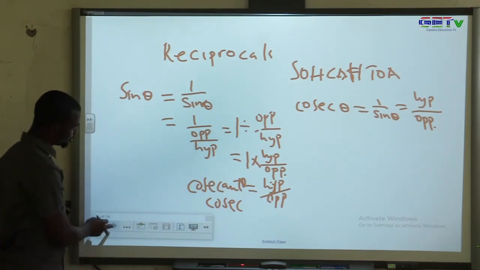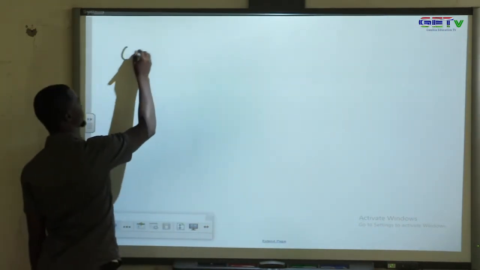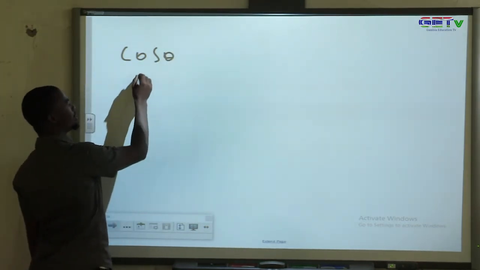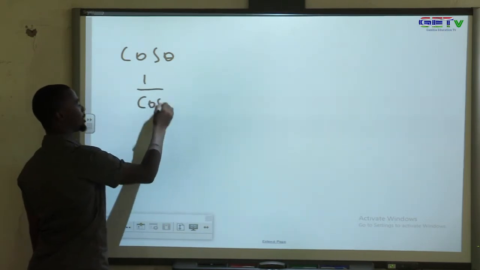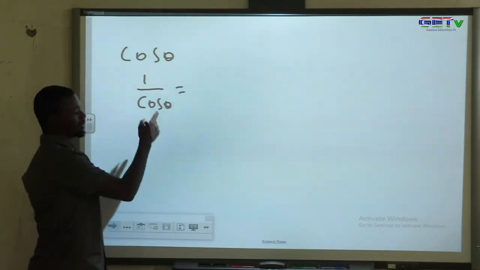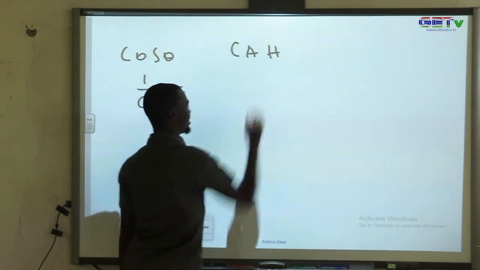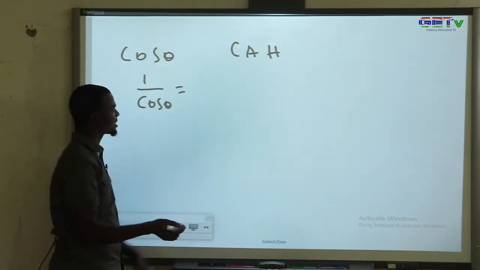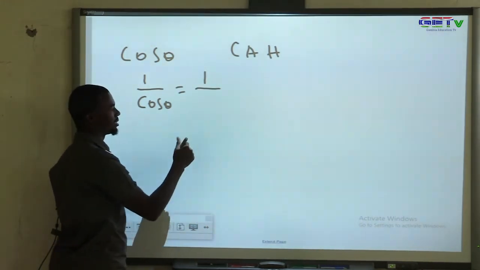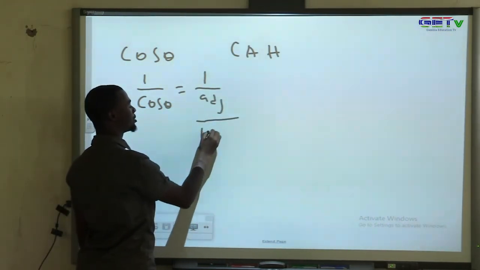Now the reciprocal of cos. Cos theta. When we say reciprocal of cos, it will be 1 over cos theta, which is the same as, what is the formula for cos? If you follow the acronym, it is CAH, the second set of 3 letters. That is going to be 1 over, A is what? Adjacent, over hypotenuse.